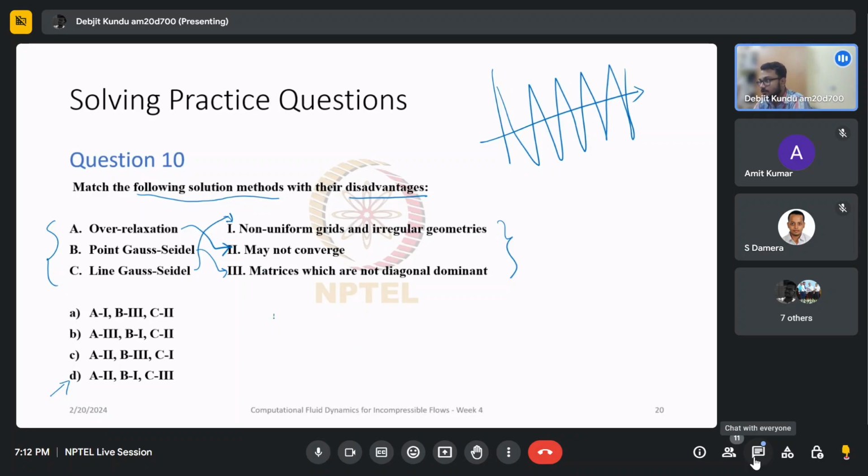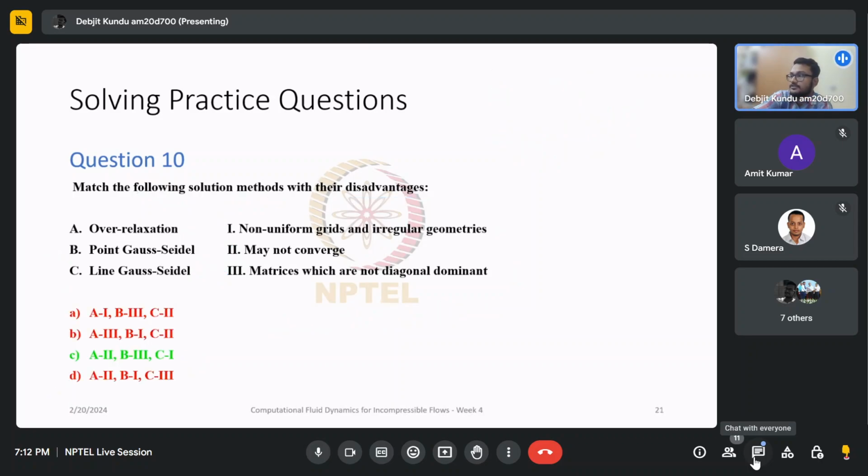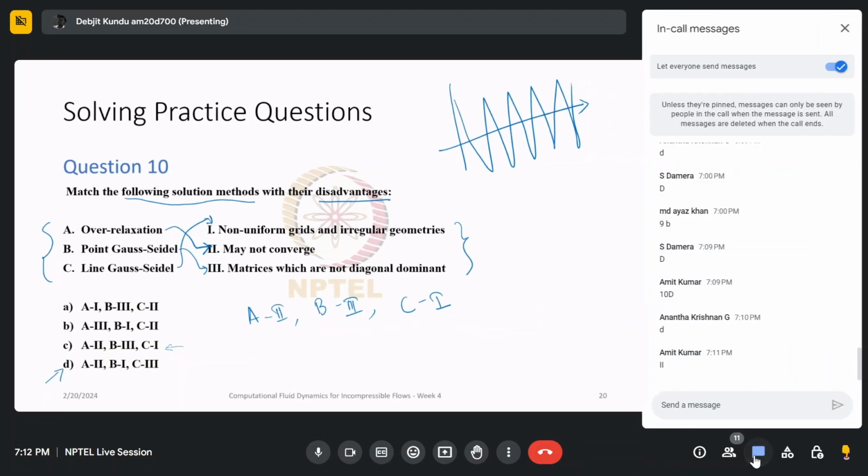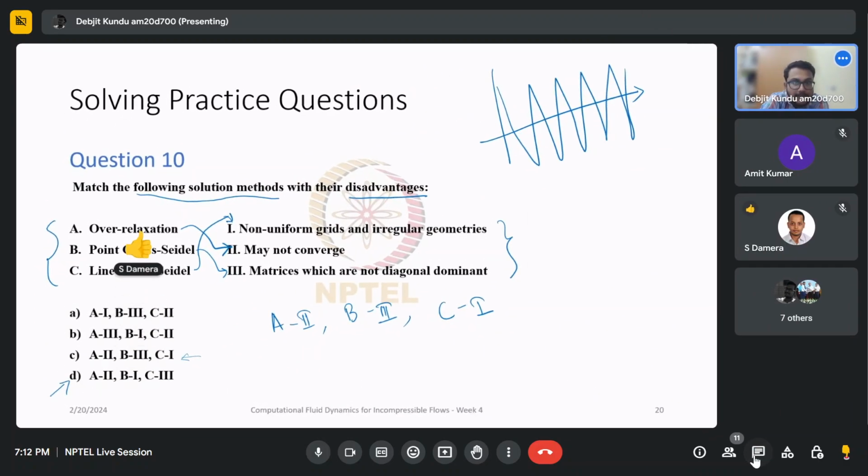So the correct order then becomes A2, B3, and C1. Is this combination available in any of the options? It's actually option C, right? A2, B3, C1. Yeah. Let's have a look at the solution. Yes, it's actually option C which is correct. Okay. Any questions, anyone?